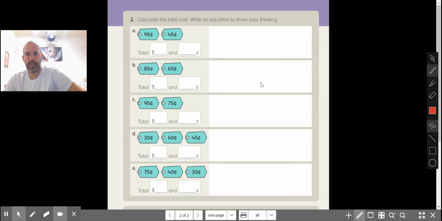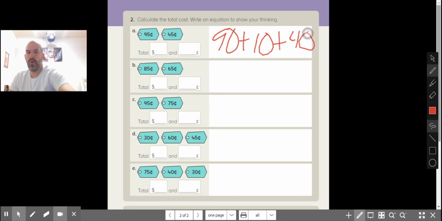Let's look at our second page. So we're going to show ways that we can calculate, show your thinking in an equation, then record the total value. I'll do the first one with you. So let's say, for example, I want to break this up. I could break this up to, let's go 90. And then I'm going to take the two 5-cent parts of that and make that 10 and 40. So right away, this equals 100, right? That's $1. And then my remaining amount is the 40. So it'd be $1.40.